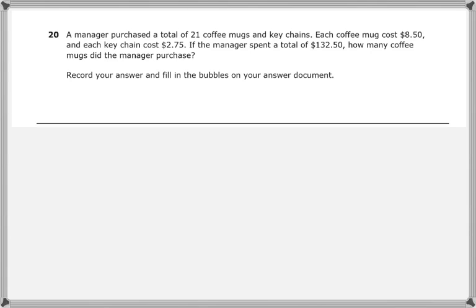Okay, so we're just looking for the number of coffee mugs purchased, but along the way we need to also calculate the number of keychains. So let's go ahead and set up the first equation. Let's say K is going to represent the number of keychains purchased.